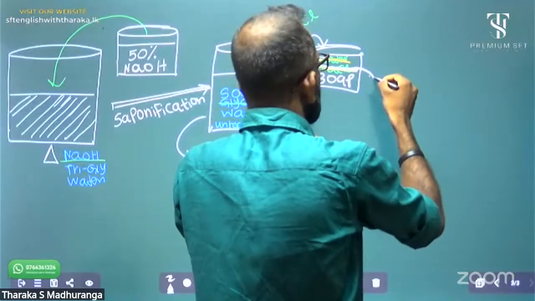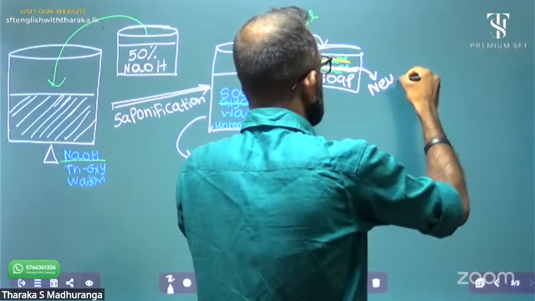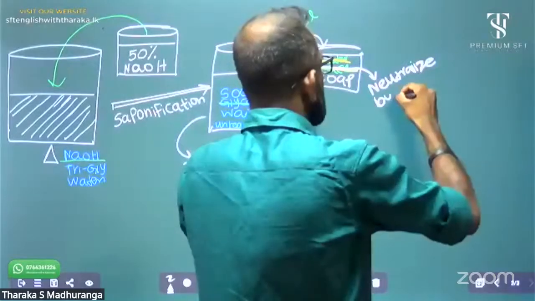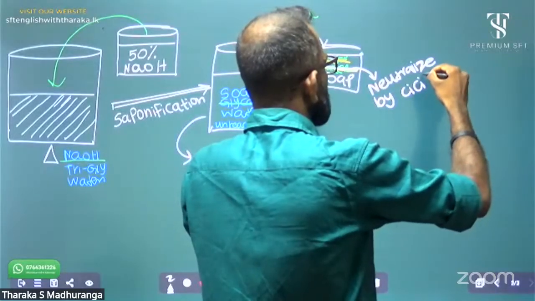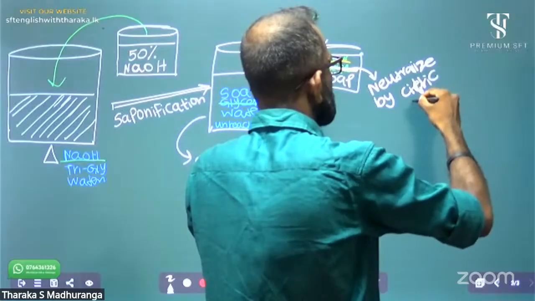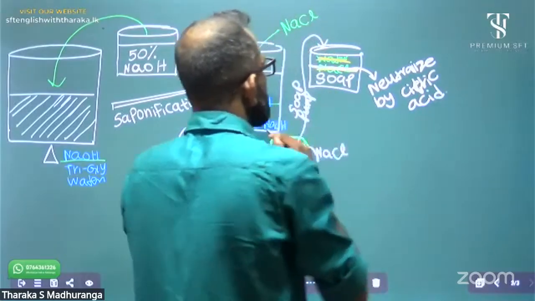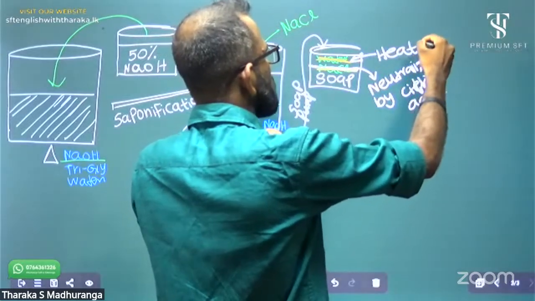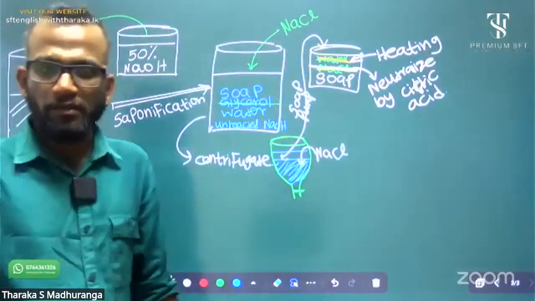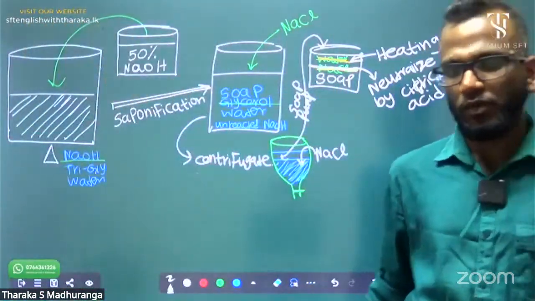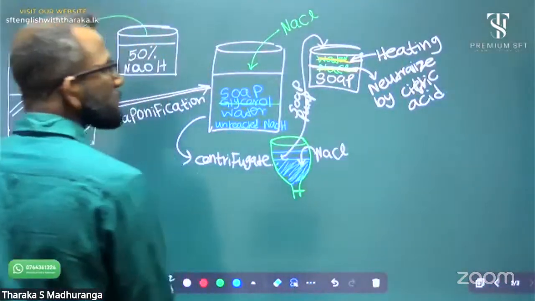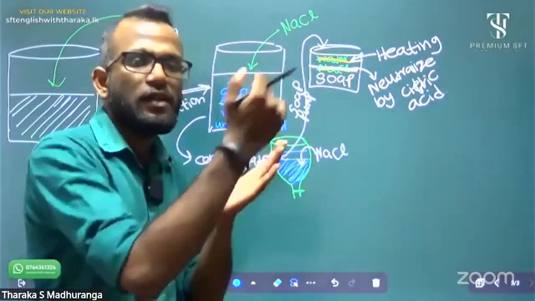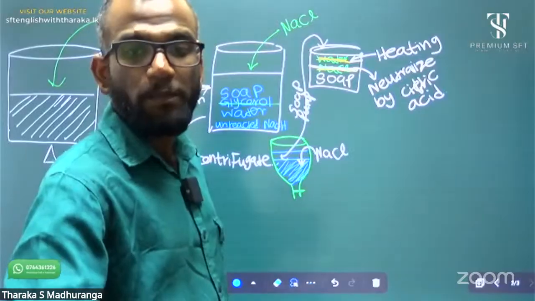Sodium chloride is removed by neutralizing with citric acid. Water is removed by evaporating, right? By heating. Hari, make a note. The tute is also given, but it's easy to make a short note. After heating, the thickness increases gradually, and the density of the soap is increasing.